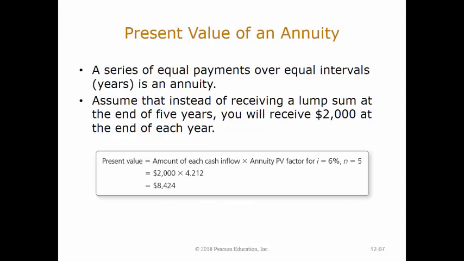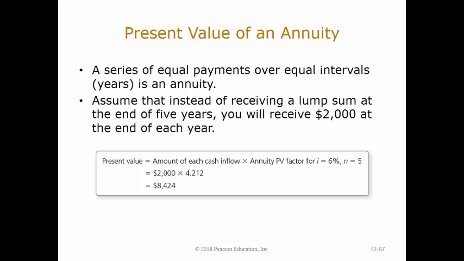Let's now assume that instead of receiving a lump sum at the end of the 5 years, you will receive $2,000 at the end of each year. This is a series of payments, $2,000 over equal intervals or years, so it is an annuity. How much would you have to invest today to receive these payments, assuming an interest rate of 6%?